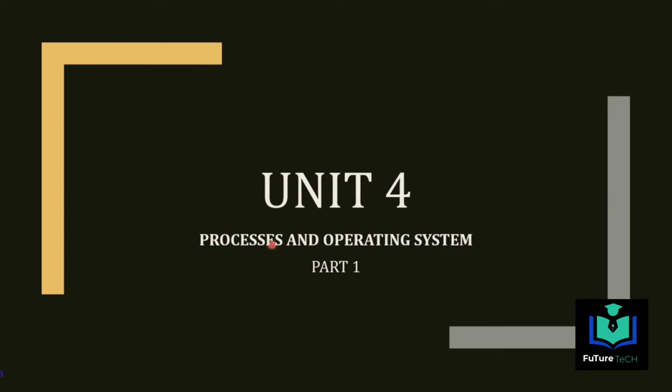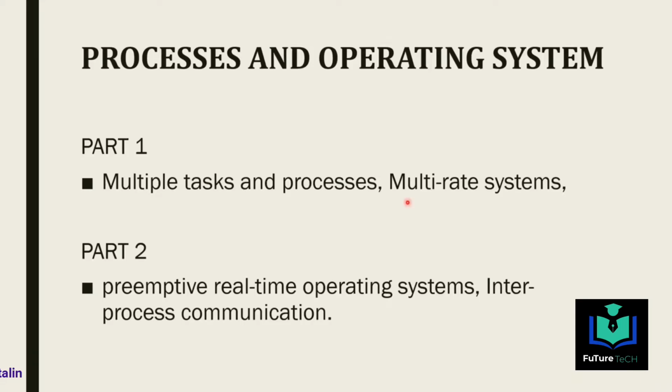Dear students, we are going to see Unit 4 today, that is about process and operating system. And I have divided Unit 4 into two parts, part 1 as well as part 2. So in part 1, we are going to discuss multiple tasks and processes and also the topic multi-rate systems. In part 2, we are going to discuss preemptive real-time operating system and inter-process communication.